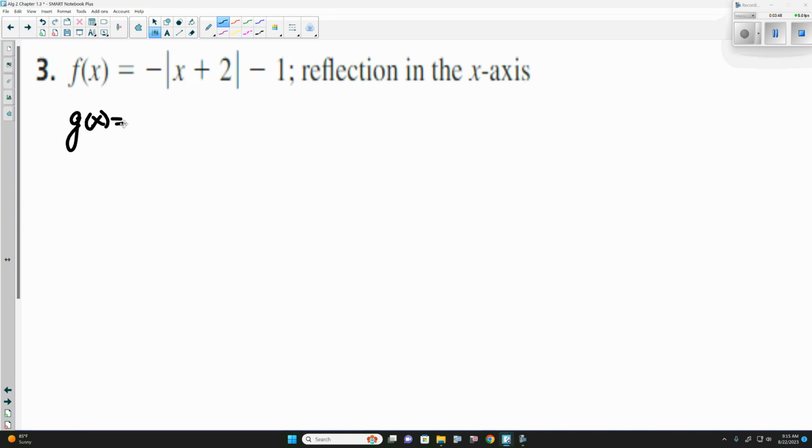Now again, just like with the previous type, this one doesn't give us a name or tell us what we need to name the new one, so we'll just call it g of x. But we want to take this function and have it reflected in the x-axis. So if we're doing a reflection in the x-axis, we're going to start off by saying g of x is equal to negative f of x. Because according to our definition, a reflection across the x-axis is our negative f of x.